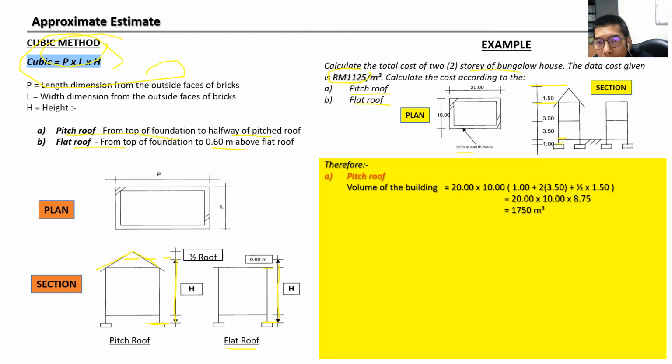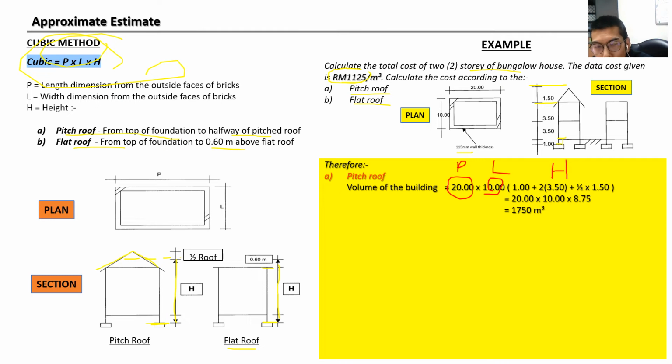Volume of building, the length P is 20, the width L is 10. Here there is no problem. It's not a problem to determine P and L, or length and width, of the building. The problem is when you want to determine the height, H.